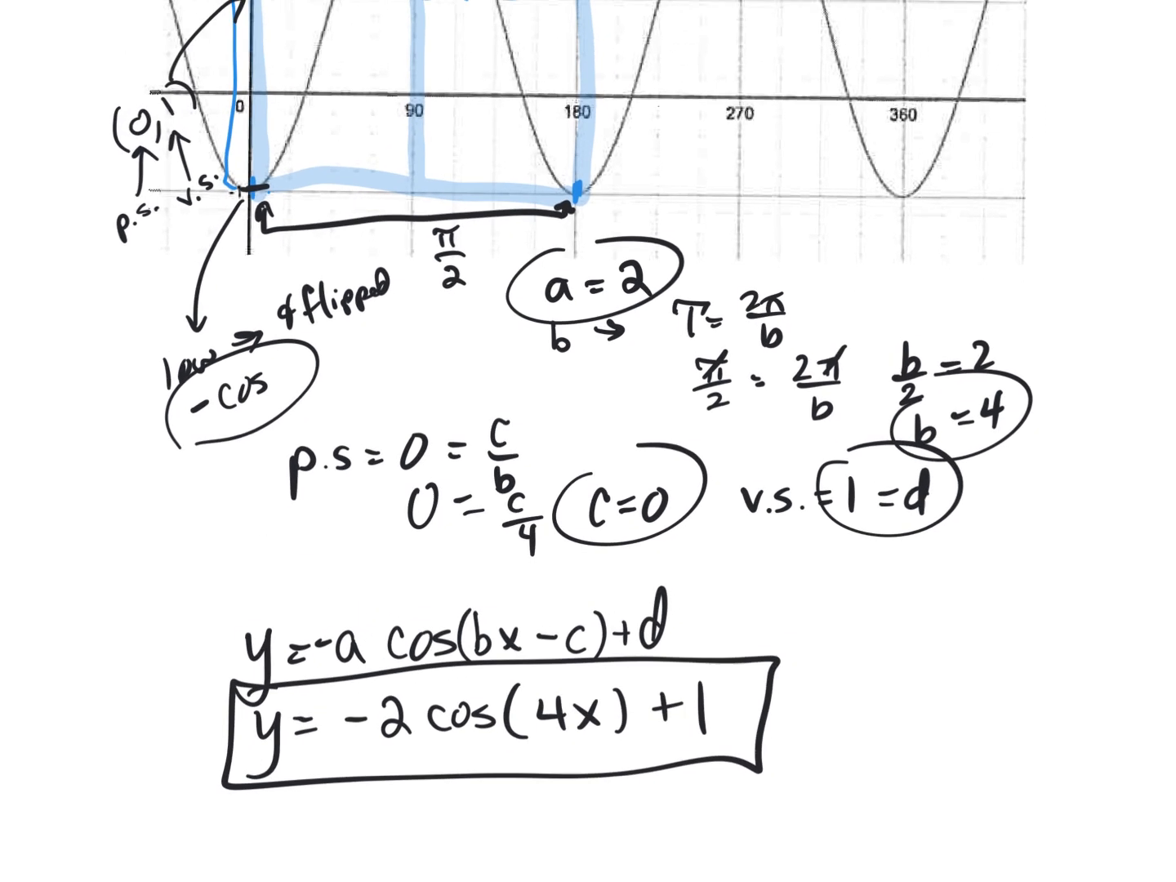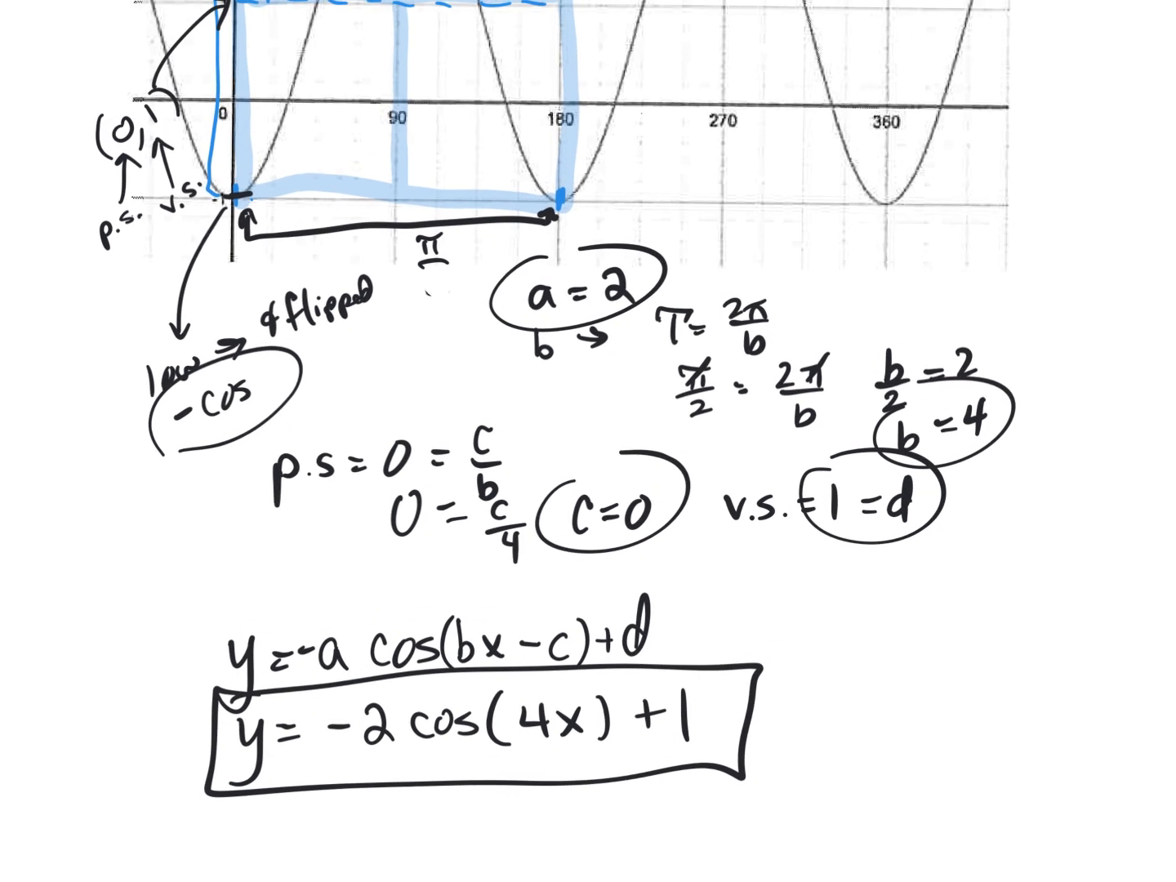Because it's a Monday and your teacher's not on the ball, this is also pi, which means that B is also 2. Which means this is also 2. Okay? So negative 2 cosine 2x plus 1.